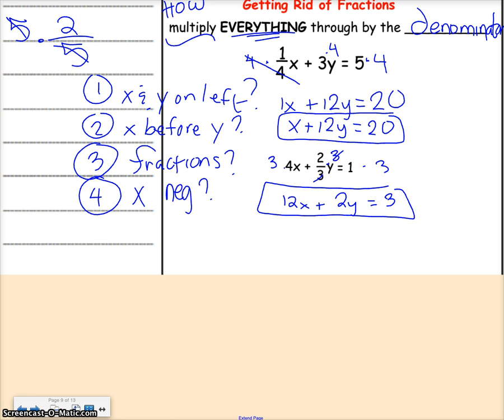I better show you an example with x being negative at first. So you're going to make one more example in your notes, okay? And it's going to be 3y minus 1/4 x equals 5/4. That's a great one. Don't you think that's a great one? I do.